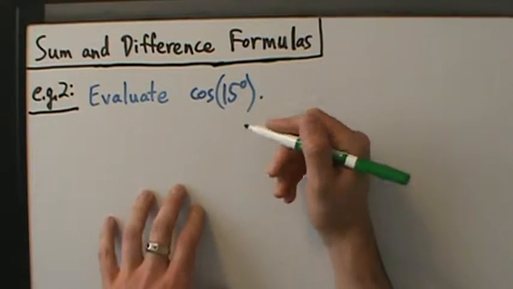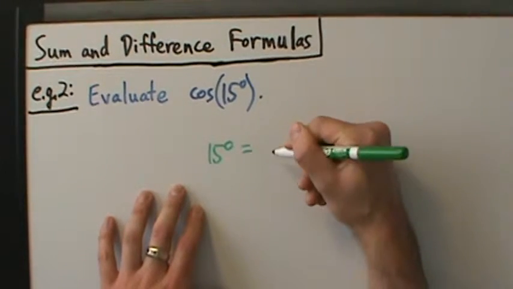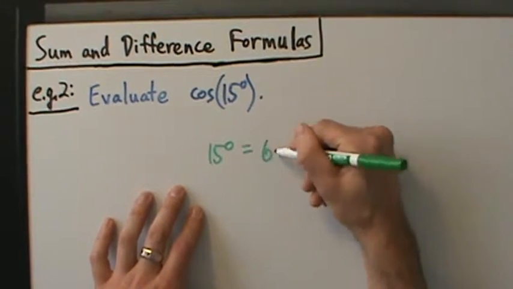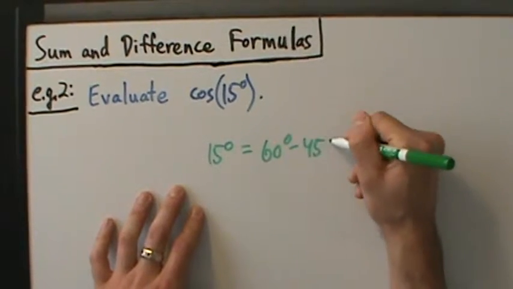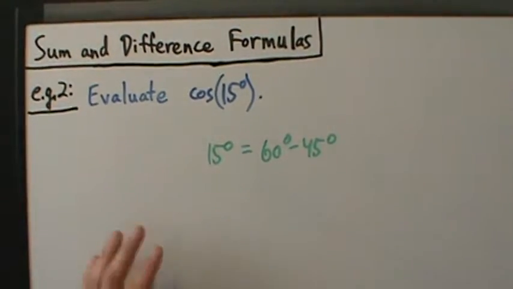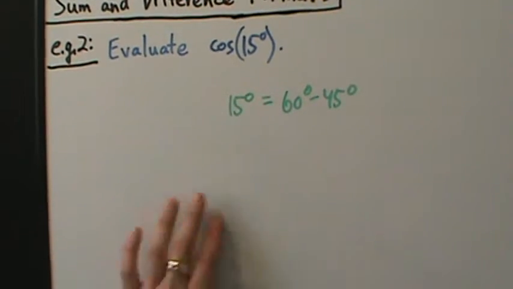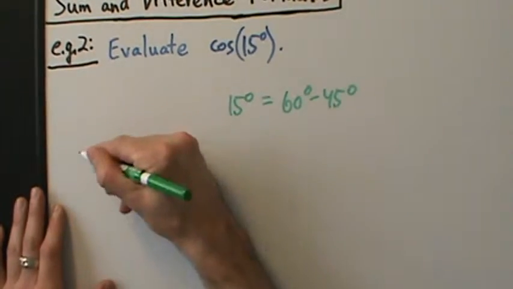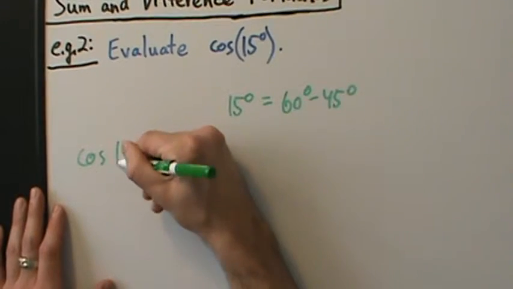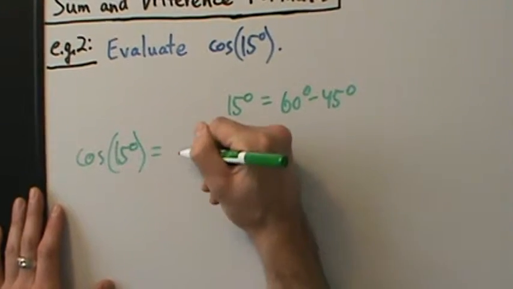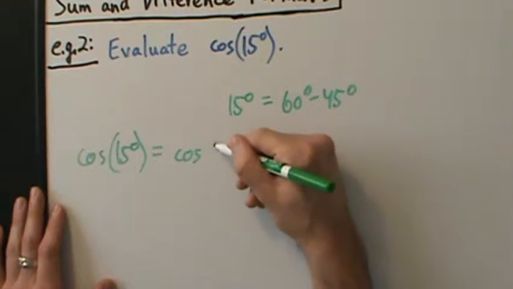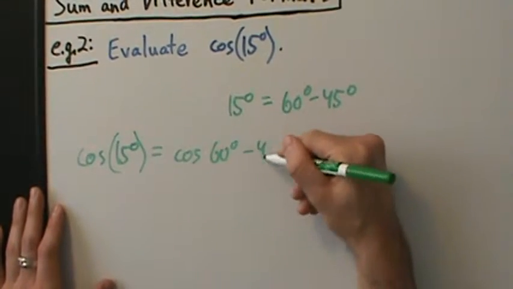cosine of 15 degrees. So 15 degrees, first of all, we can write that as 60 degrees minus 45 degrees. That's actually not the only way. We can say 45 degrees minus 30 degrees. That'll work just fine. But since we already have this written down, let's go on with that. So cosine of 15 degrees equals cosine of 60 degrees minus 45 degrees.